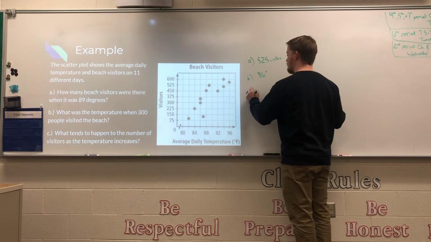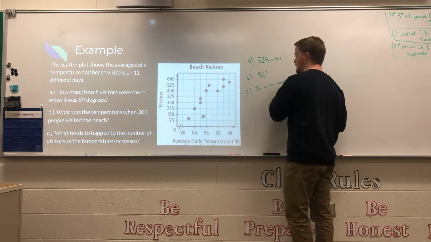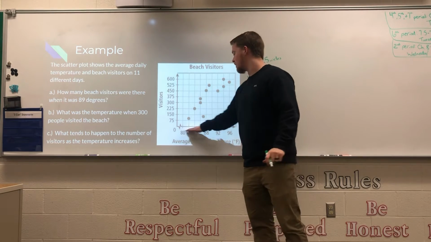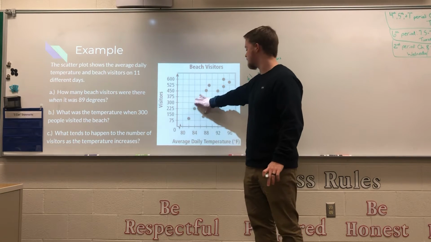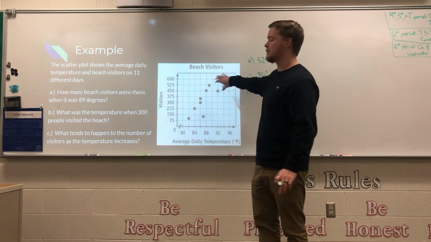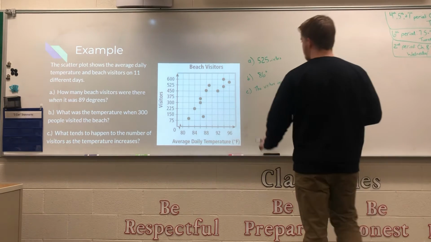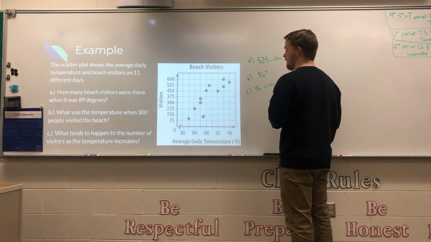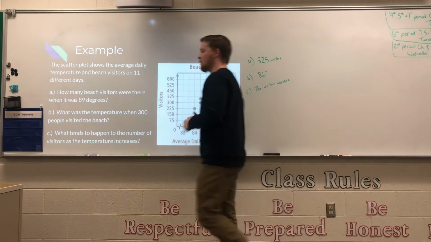So part C, the visitors increase, which makes sense. As you see the temperature increase, then you see the visitors increase. And you see that by the scatter plot, which is going in this direction. We'll talk about that a little more as we go on. But that is what tends to happen as the temperature increases: the number of visitors also increases.